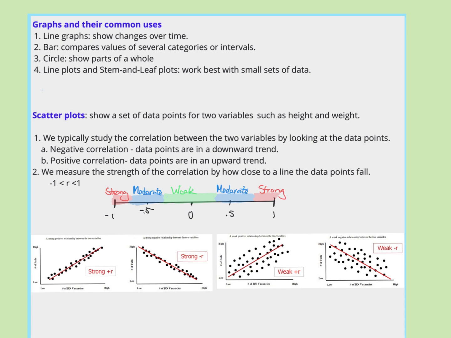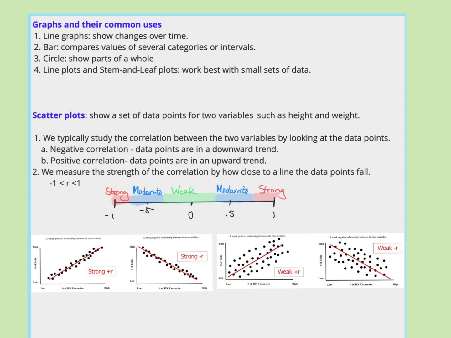So it depends on the variables that we are trying to compare. It might be hours of sleep and hours spent on social media, or hours of sleep and how much exercise you get. So it's two variables you're trying to see if there is any relationship with. Here we have number of falls and RN vacancies, so looking at hospital data. And what we want to look at is just how closely the data falls to a line.